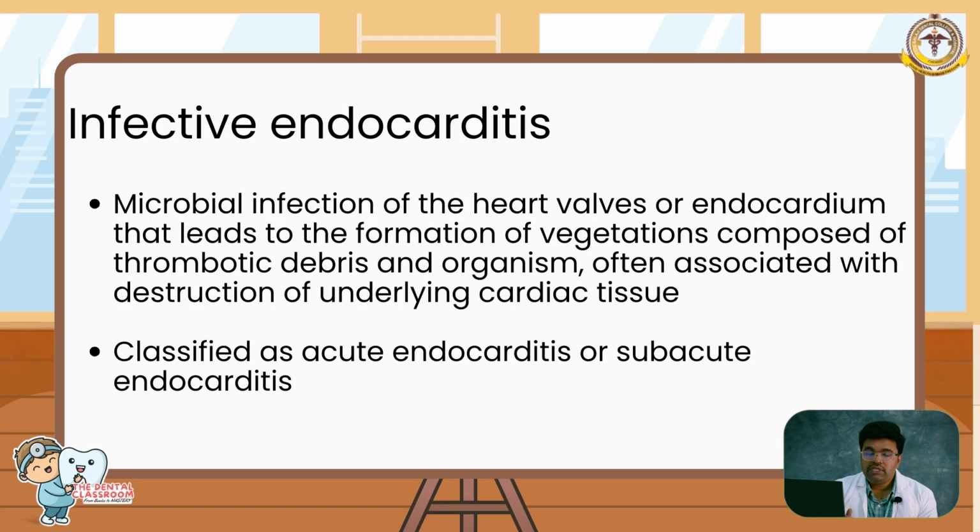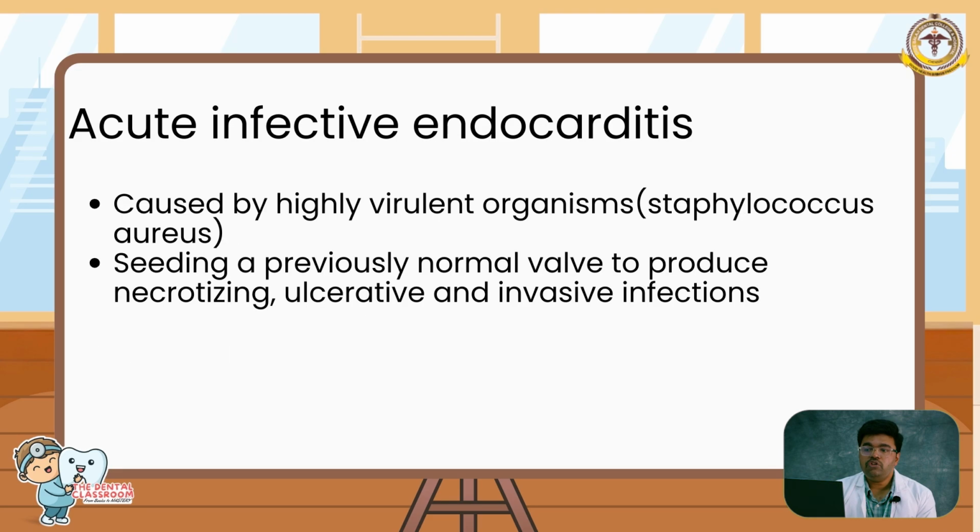organism. In rheumatic heart disease, it is caused due to antigen antibody mechanism, whereas in infective endocarditis, it is due to infection by microorganisms. It is classified as acute endocarditis or subacute infective endocarditis. Acute infective endocarditis is caused by highly virulent organism like Staphylococcus aureus. Staphylococcus aureus is virulent and can cause rapid damage of the valves and can lead to invasive infection.